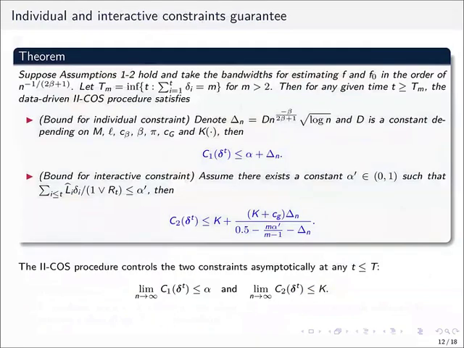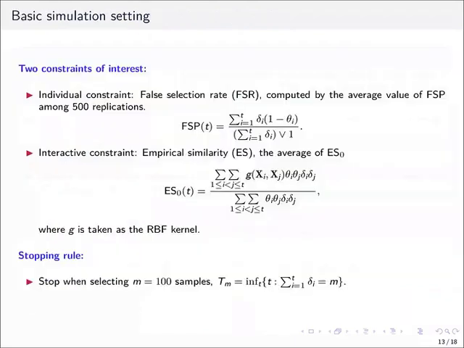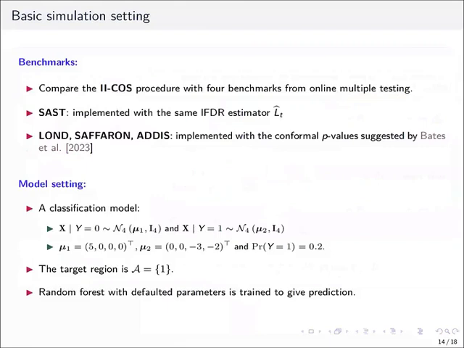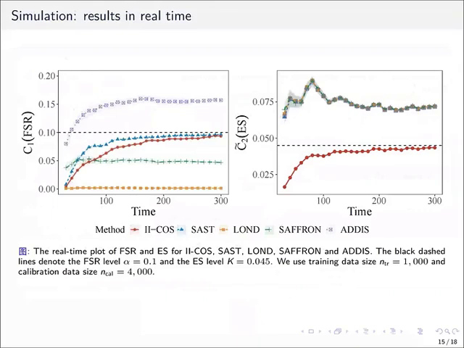And regarding the theoretical results, we provided the bounds for individual constraint and interactive constraint under 2 mild assumptions. We compare our method with 4 online multiple testing benchmarks, and according to the results, only our method can control these 2 types of constraints simultaneously at each time.